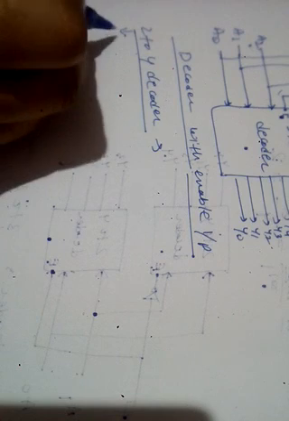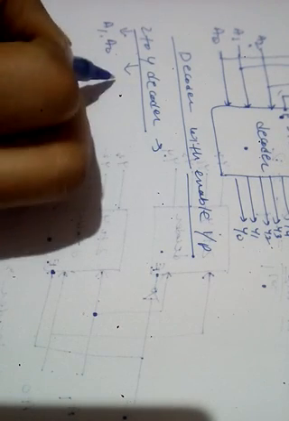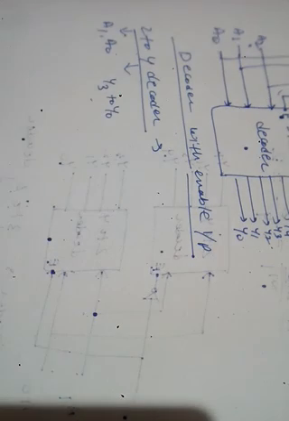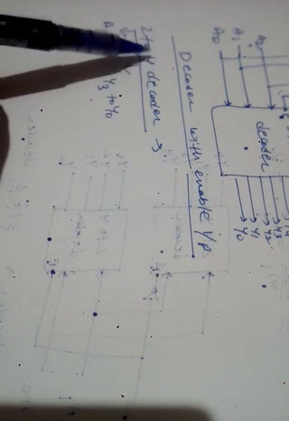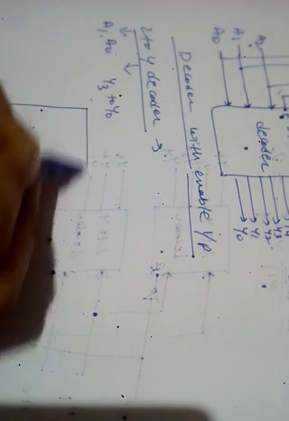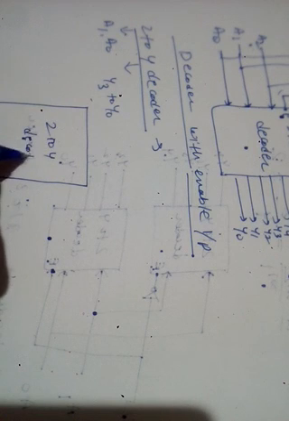Suppose this 2 to 4 decoder has two inputs, that is A0 and A1, and 4 outputs, suppose from Y0 to Y3. And here, since we are using a decoder with enable input, there will be one more input, that is E. So this is the block diagram of the 2 to 4 decoder with enable input.